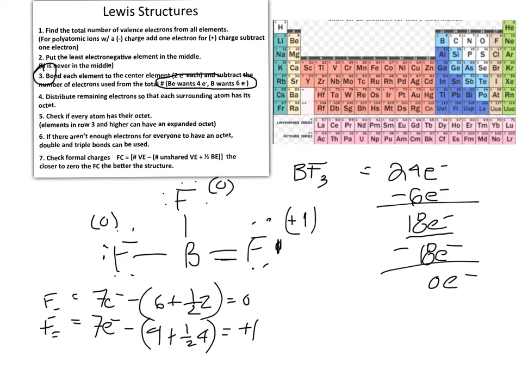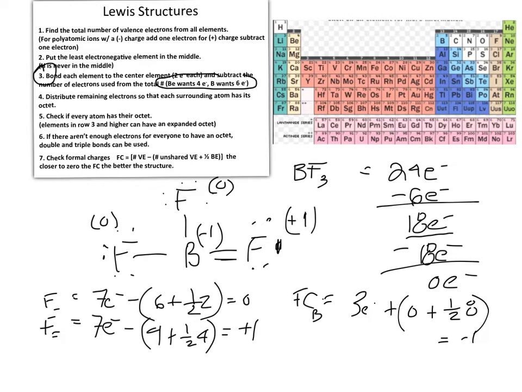Now our charges are a little bit weird, and we'll talk about why, but let's do our final calculation. Let's just do boron real quick. Boron has 3 valence electrons. It has no unbonded electrons, and it has 8 bonding electrons as we have it drawn here. So in this case, 3 minus half of 8 is going to give us -1. So our formal charge on boron is -1.